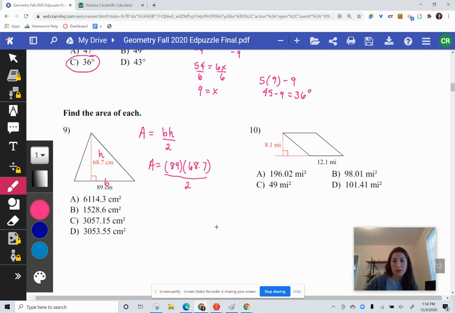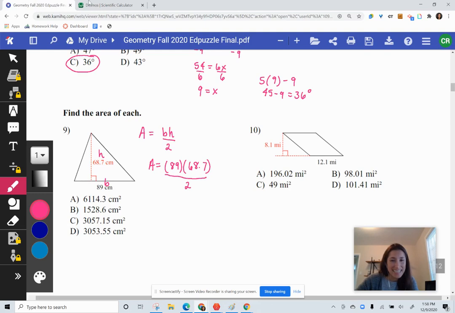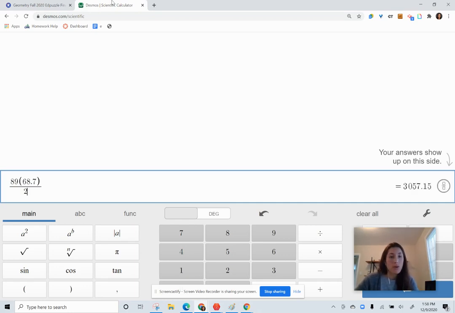So we're going to need to put that into our calculator. So 89, and we're going to multiply that with 68.7. This is how you should be inputting it into your calculator, and then it's all divided by 2. So we're going to end up with 3,057.15.